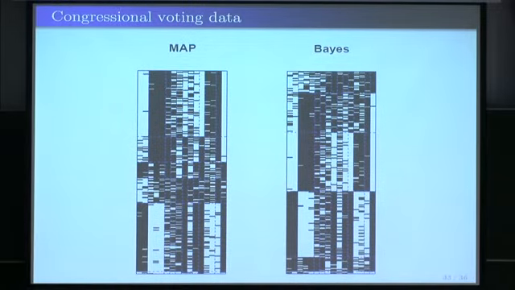Okay, so this is the picture. The MAP shows you the following kind of blocking, and the Bayes VI action is here. Again, not sure how much you can get from that picture.